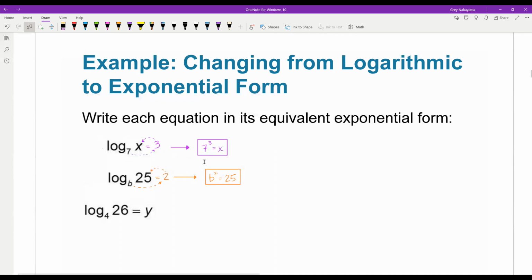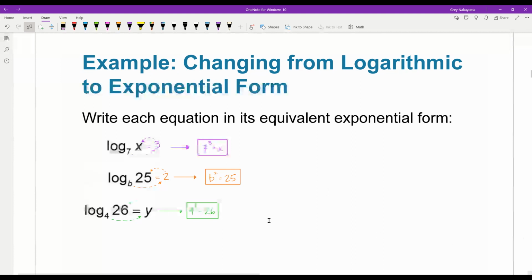The other thing that's really key is that the base in the exponential function is the same as the base in the logarithmic function. My base is b, my base is b. So it's another way to help you keep things straight. 4 to the y equals 26.